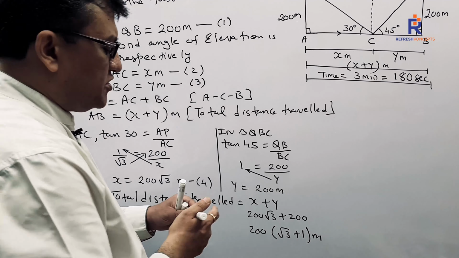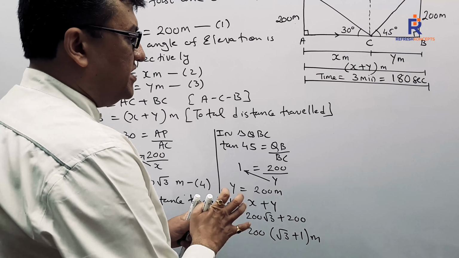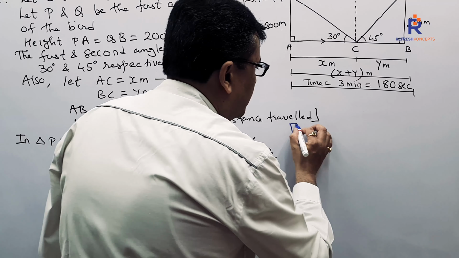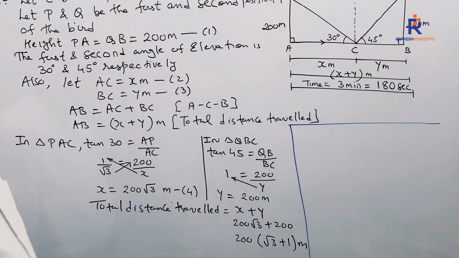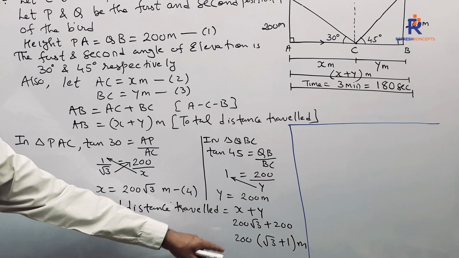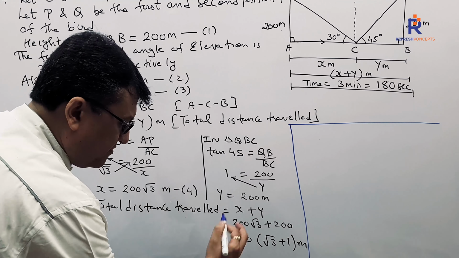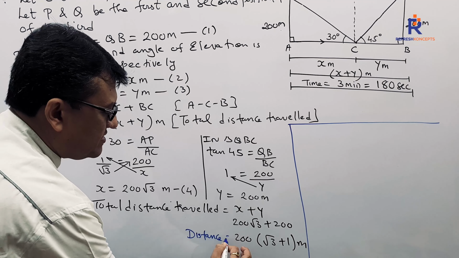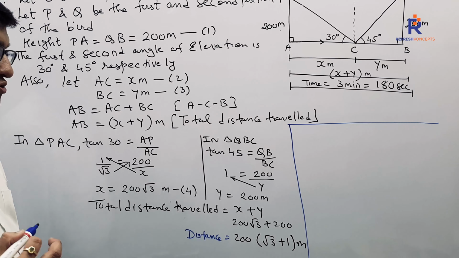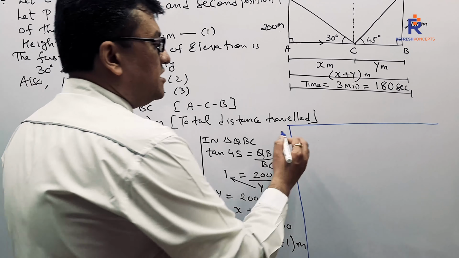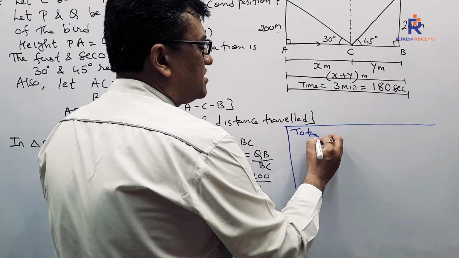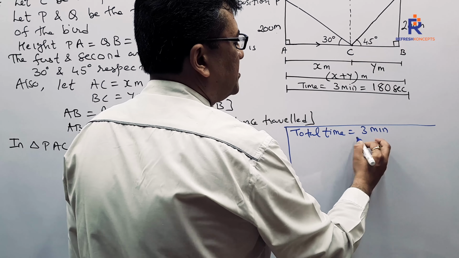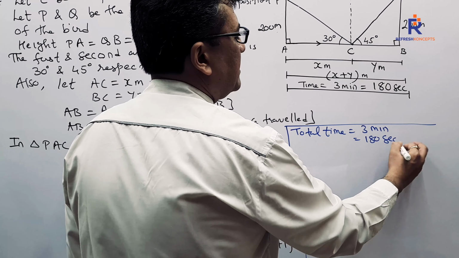Now, we'll proceed further. I'm writing with a different marker so that you can understand what we are going to do next. This is the total distance traveled: 200 into root 3 plus 1. What is the total time? Total time is 3 minutes, which is 180 seconds.